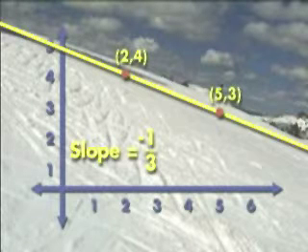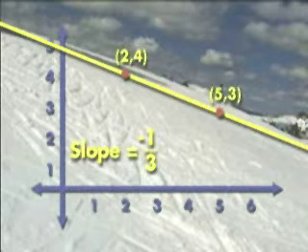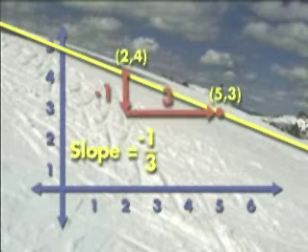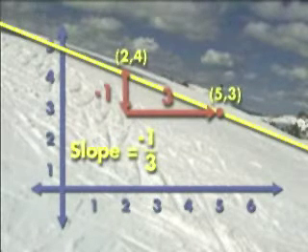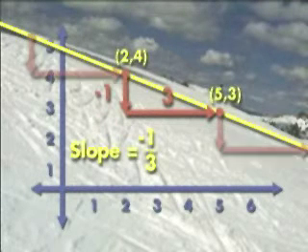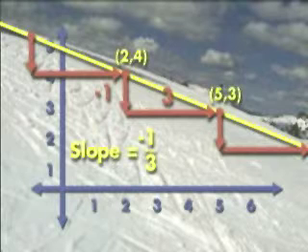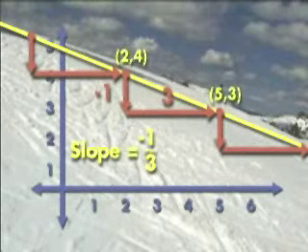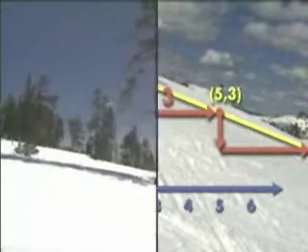That means if you start at any point on the line and make a vertical change of negative 1, followed by a horizontal change of 3, you'll end up at another point on the line. Since all parts of the line have the same slope, the slope, negative 1/3, describes the steepness of the line.